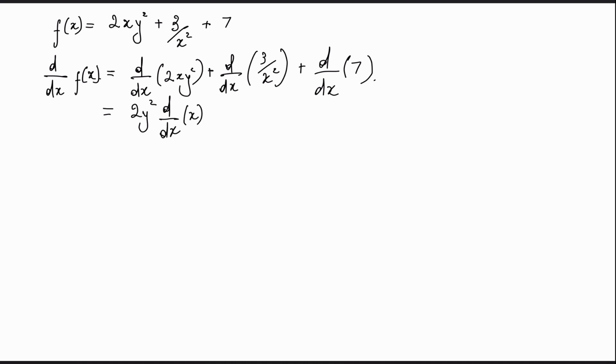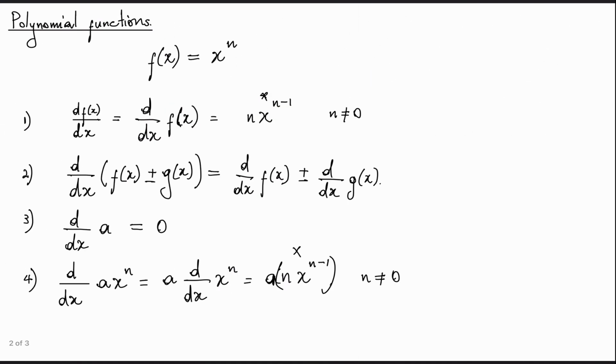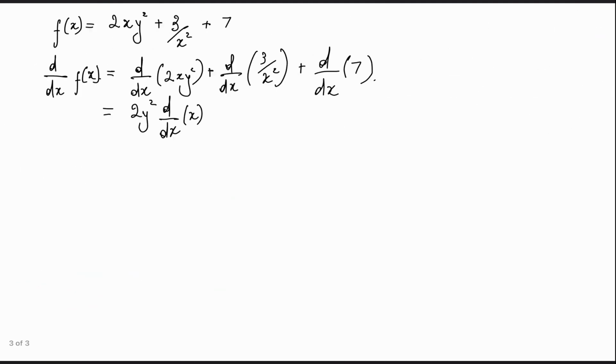So the rule we have used here is this rule that when you have something that's multiplying, that is independent of x, but multiplying something that depends on x, that thing can move out of the derivative. That's exactly what we did. 2y squared are independent of x, so we've moved them outside of the derivative.